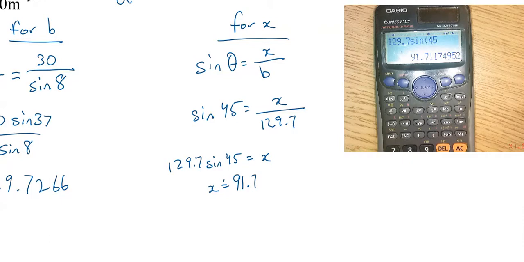I would still get 91.7. My answer would be the same rounded to one decimal place. Often that will happen, but not always. And it's impossible to predict when that will happen. So that's why we keep extra decimal places. All right, let's try the next one.